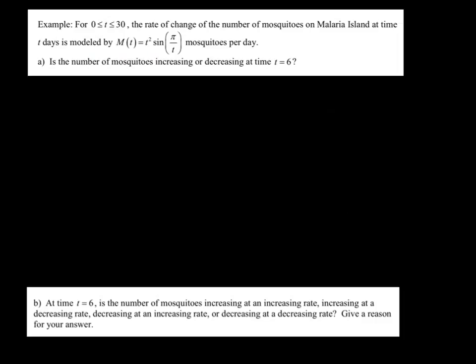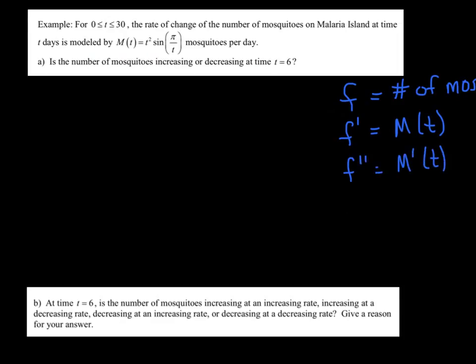So think of it this way. If we think of our normal, traditional hierarchy, we always think of f as being the original. Let's think of f as measuring the number of mosquitoes, period. Whereas that derivative would then measure the rate at which the number of mosquitoes is changing. So that would be our capital M of t. And then if we took f double prime, that would be equivalent to m prime, or in other words, the rate at which m was changing, and so forth.